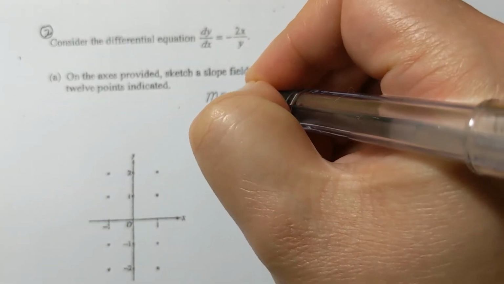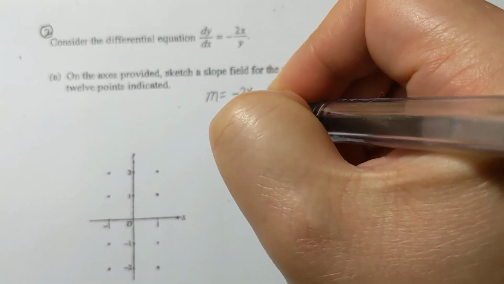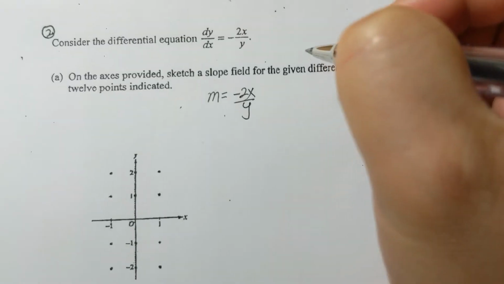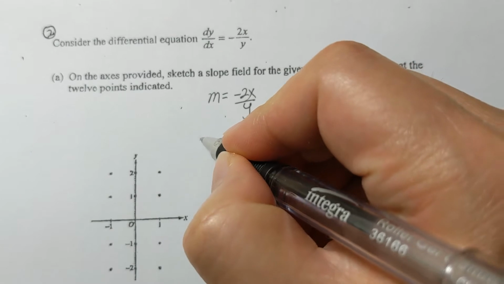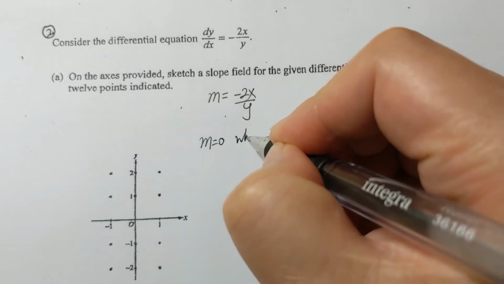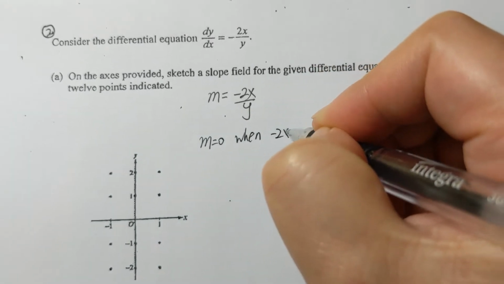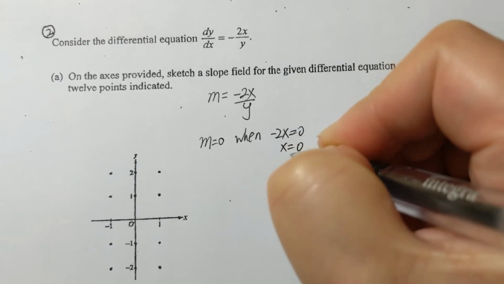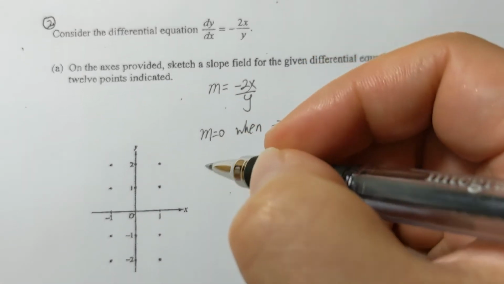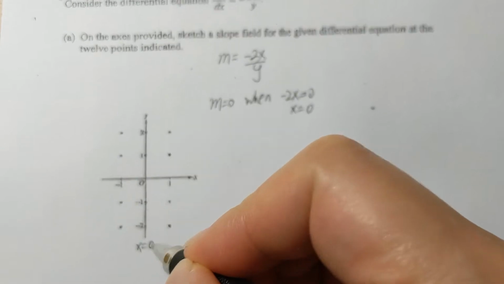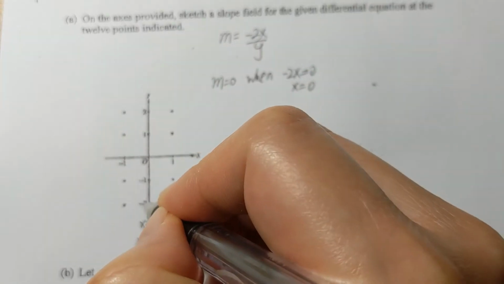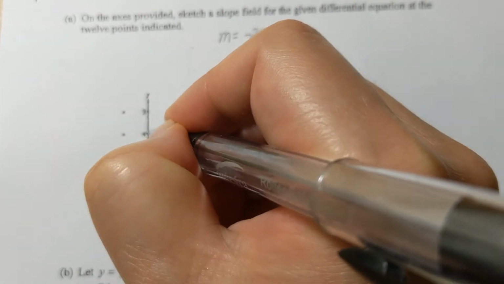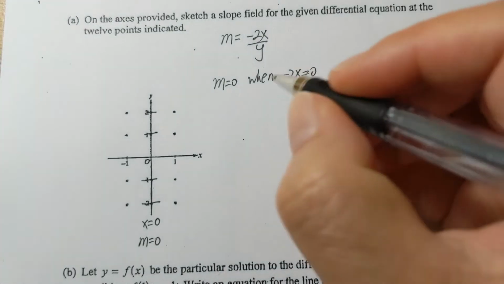So we got m equals negative 2x over y. I put the negative sign with the numerator, and we have a fraction again. So we say that m equals 0 when the numerator equals 0. That means when x equals 0, m equals 0. So we go to x equals 0, and on each dot we're going to draw a horizontal line segment.